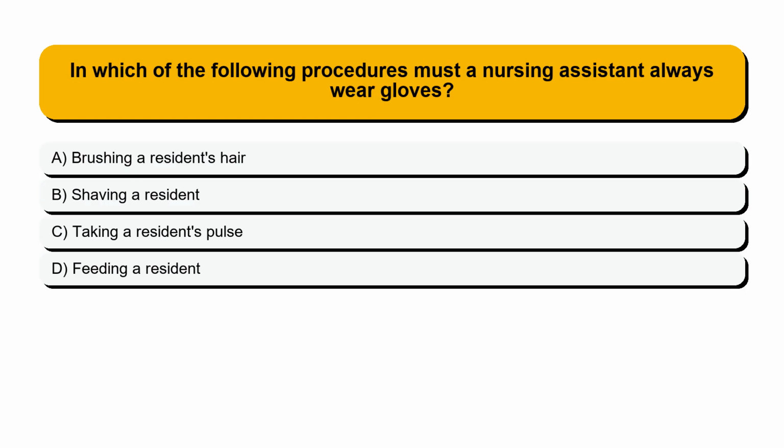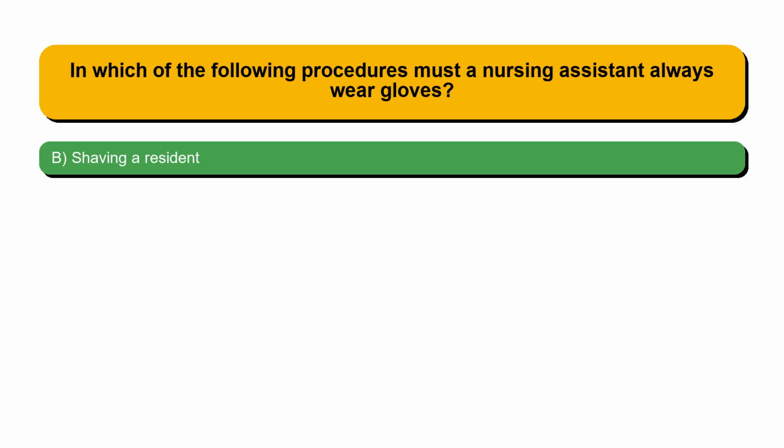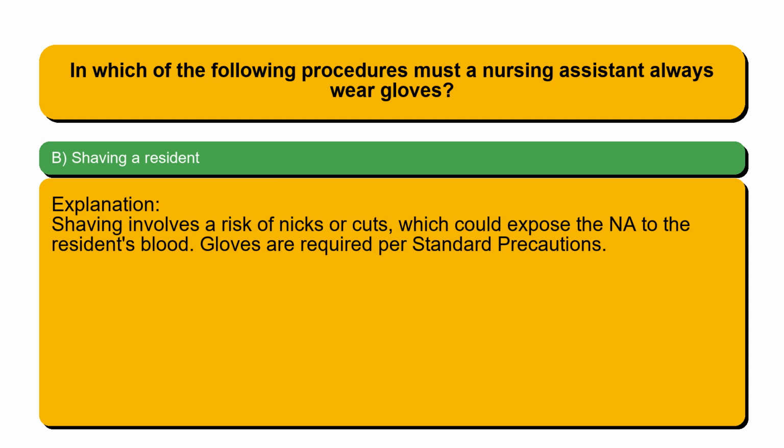Question 76. In which of the following procedures must a nursing assistant always wear gloves? Option A, brushing a resident's hair. Option B, shaving a resident. Option C, taking a resident's pulse. Option D, feeding a resident. The correct answer is option B, shaving a resident. Shaving involves a risk of nicks or cuts, which could expose the NA to the resident's blood. Gloves are required per standard precautions.